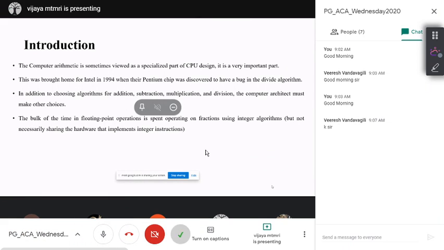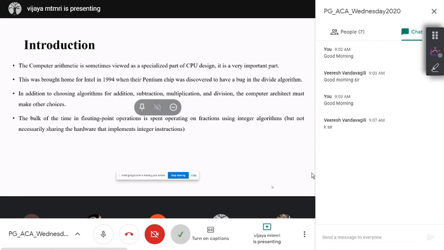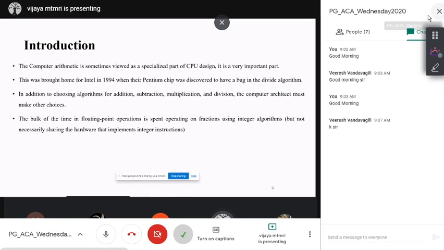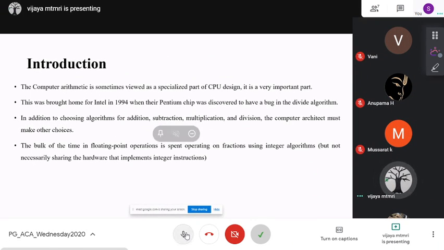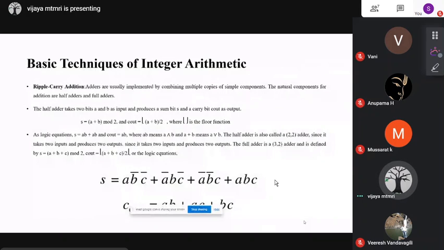Hello, you are not audible. Now we will study the basic techniques of integer arithmetic. In this study we cover ripple carry addition, radix 2 multiplication and division, and some signed numbers and system issues. Here first is the ripple carry adder.